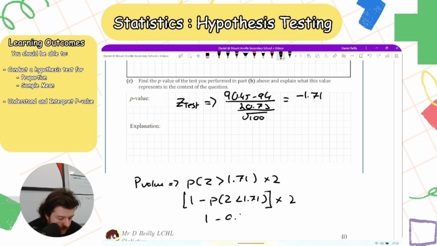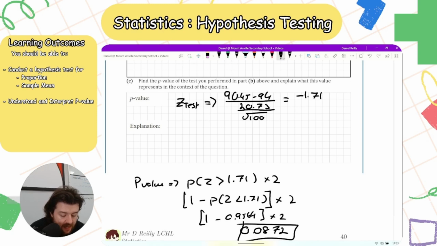1 minus 0.9564, times 2. Put this in your calculator, you get 0.0872. That is my p-value. And then the explanation for it.